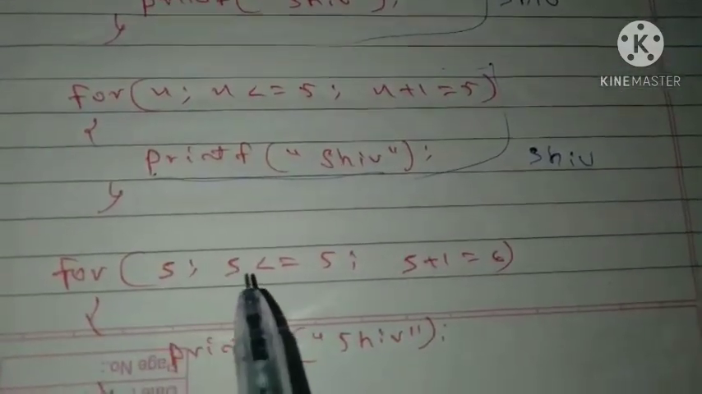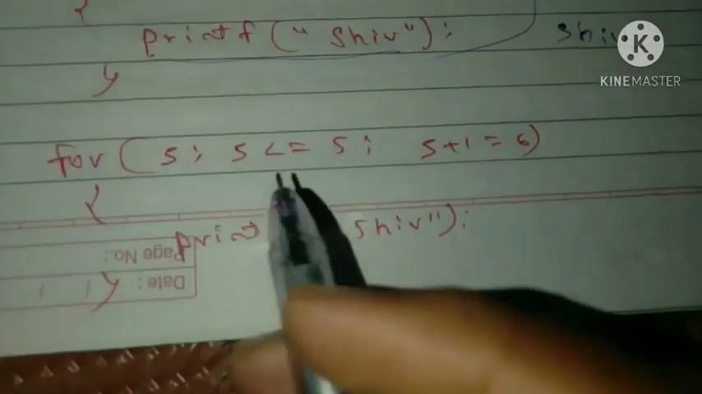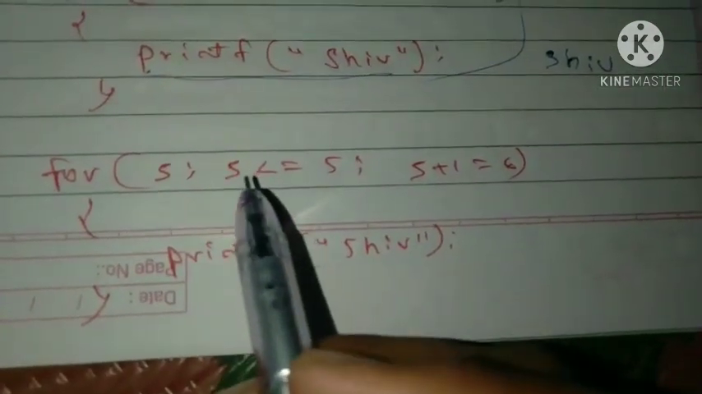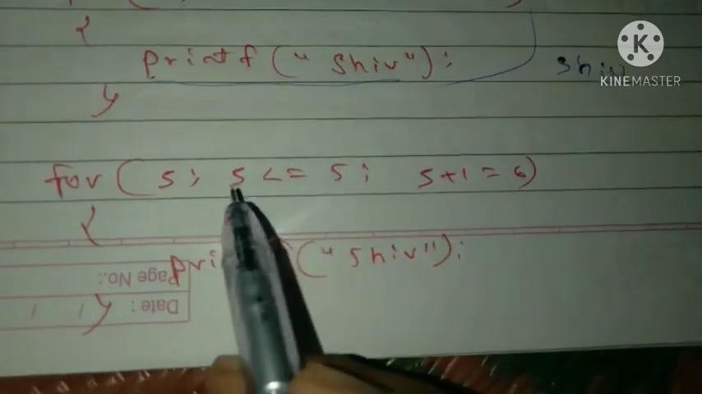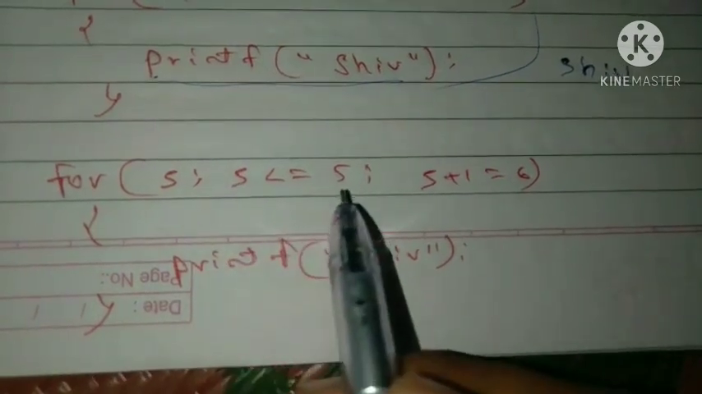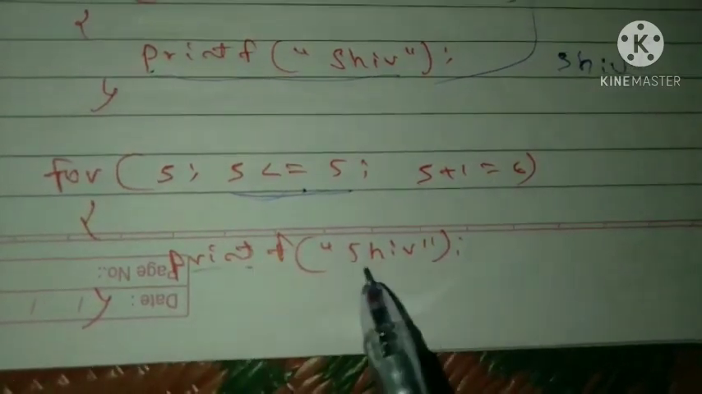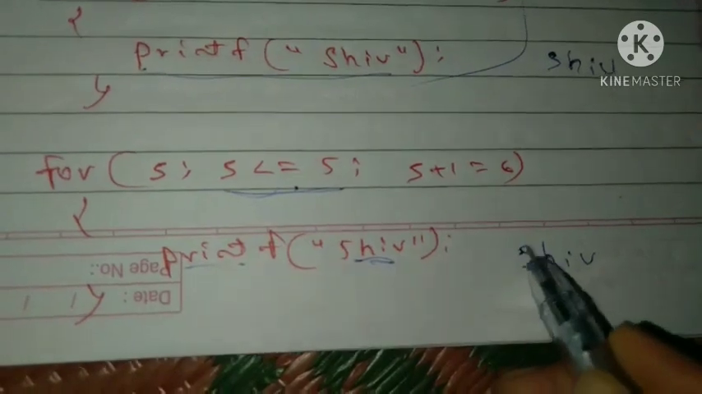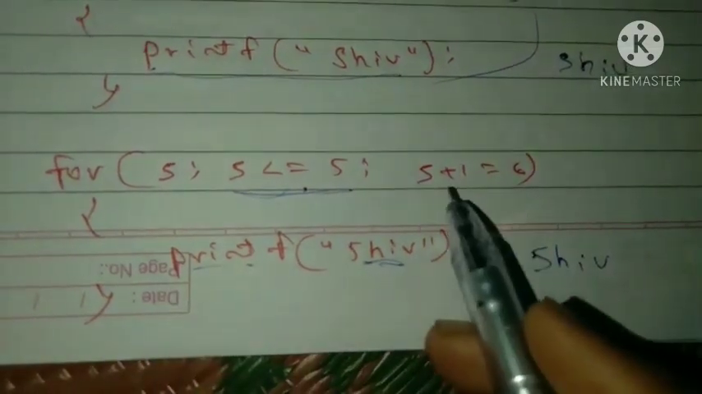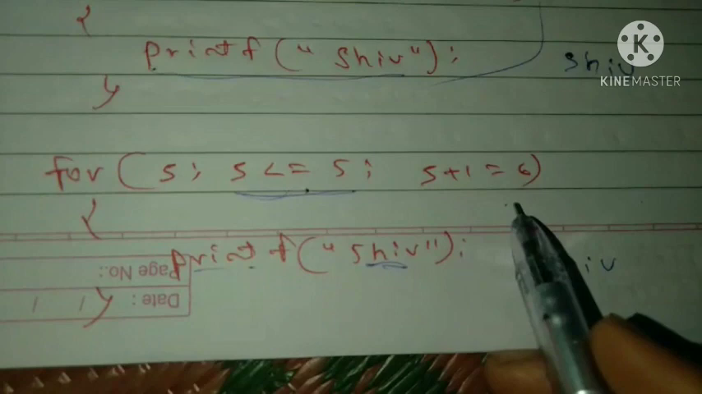Now the incremented i value is 5. Check the condition. Here 5 is less than or equal to 5. It means if 5 is equal to 5, then also the condition will be true. Then it will come into this for loop and print this word again. And it will increment this value by 1, that is 6. So this was the fifth iteration.